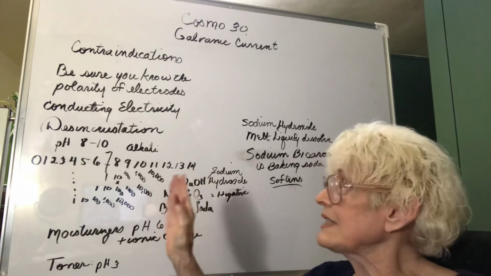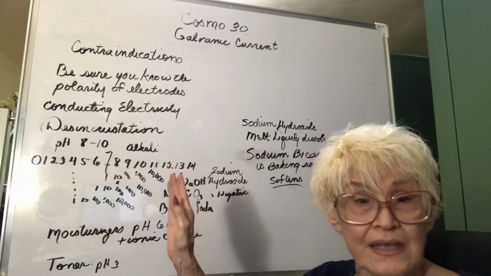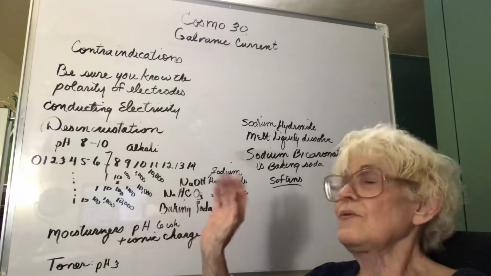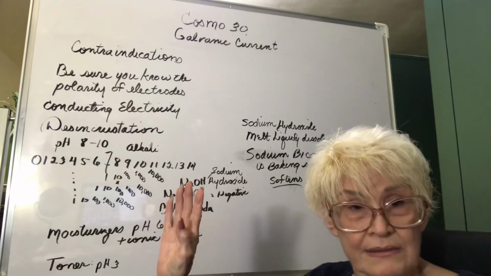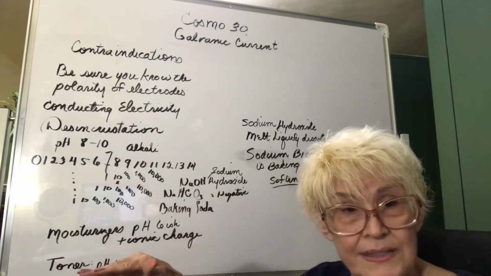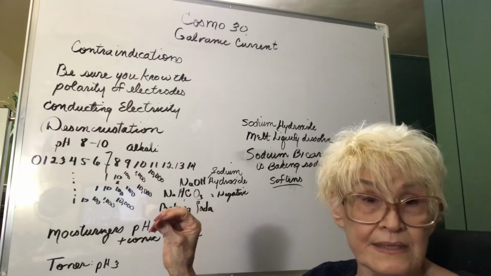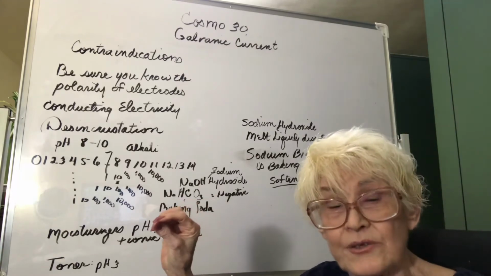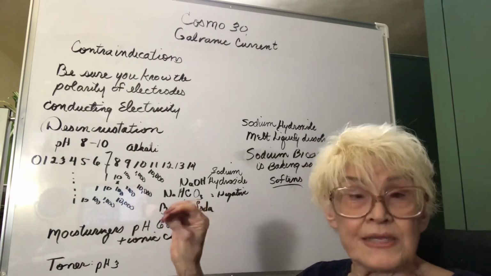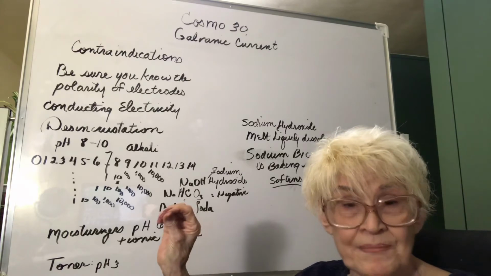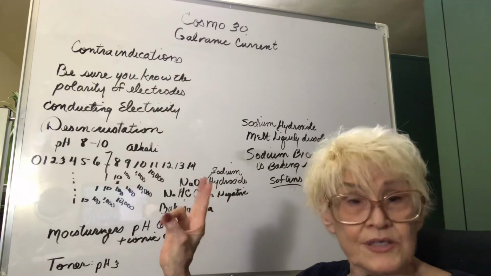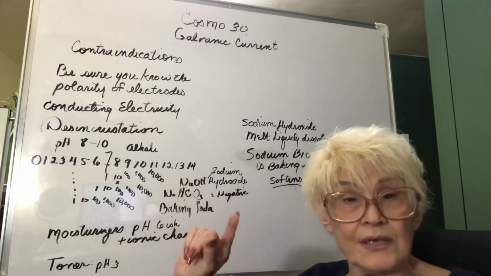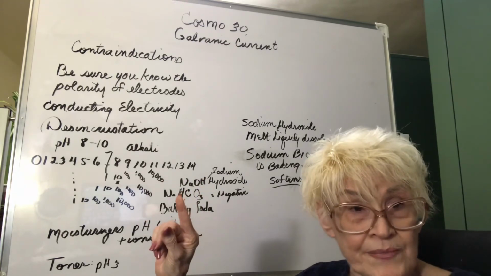Anaphoresis is forcing a negative solution into the skin using the galvanic negative. When I'm putting the moisturizer on and I'm using positive, it's called cataphoresis. Cataphoresis is forcing a positively charged solution into the skin using the galvanic positive. And these questions are on your state board exam, whether you're Cosmo or skincare, because you not knowing this can cause client harm.